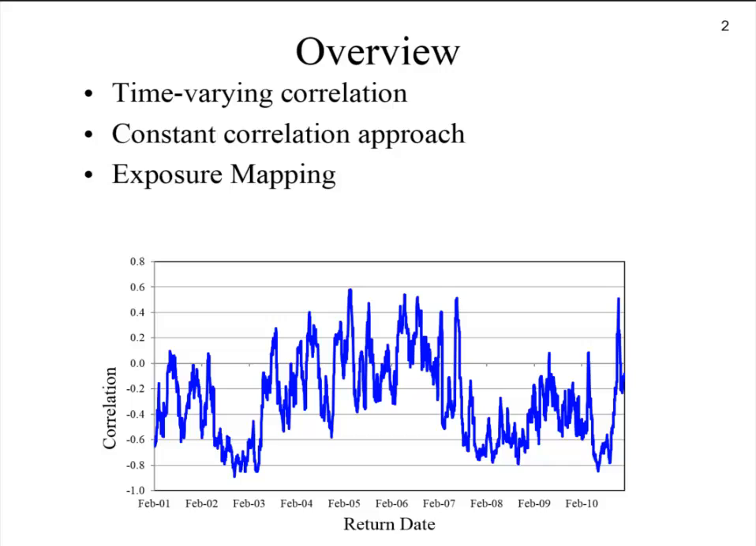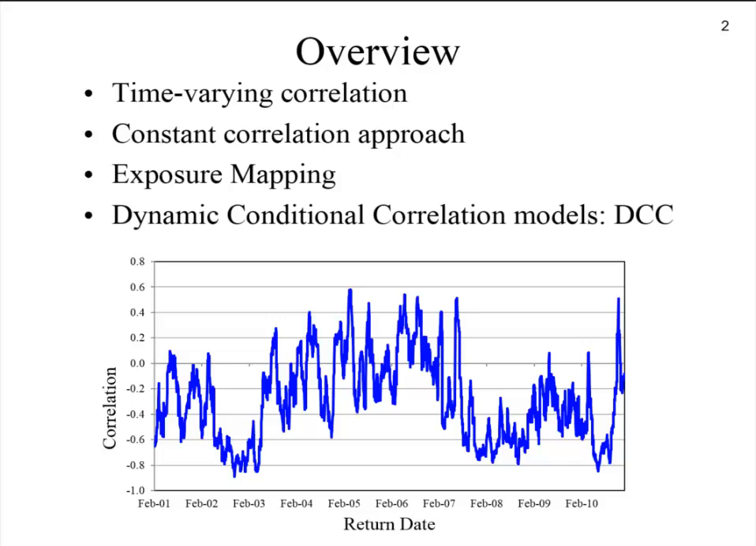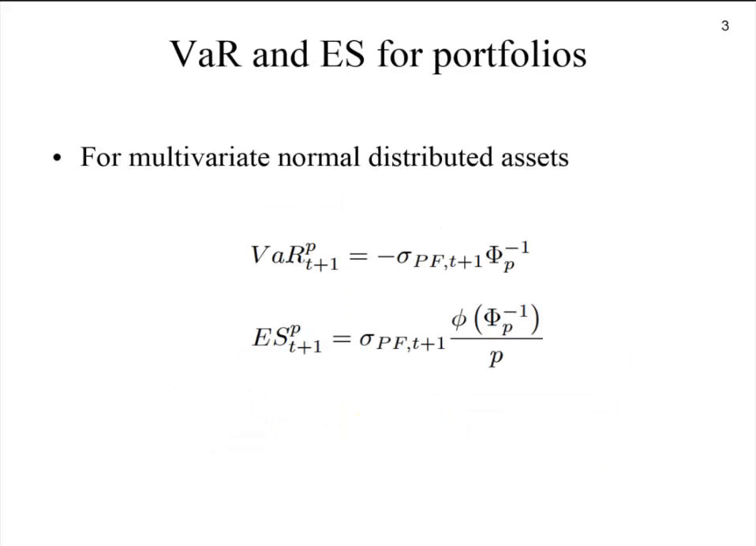Next, we introduce the concept of exposure mapping. And finally, we're going to see three models of dynamic conditional correlation named DCC models. In the case of portfolios, the value at risk and expected shortfall formulas are the same as in the case of stock returns that are multivariately normally distributed. The variable that we're going to tackle in this chapter is the volatility of the portfolio. In here, we're going to have the correlations.